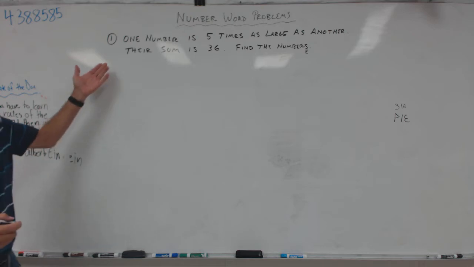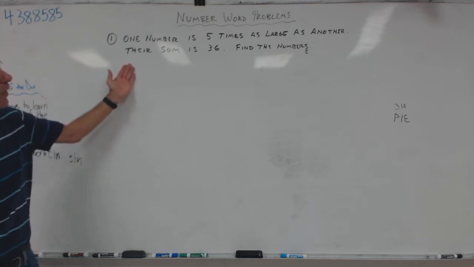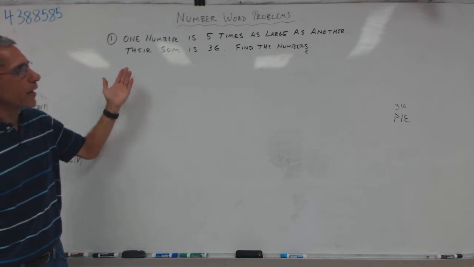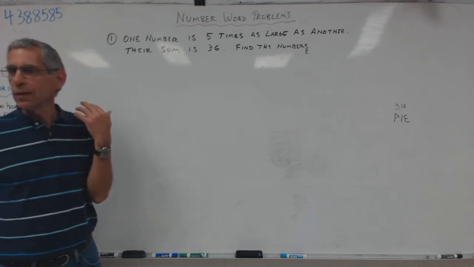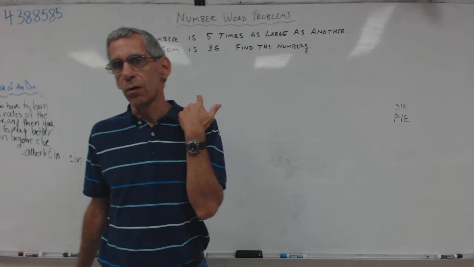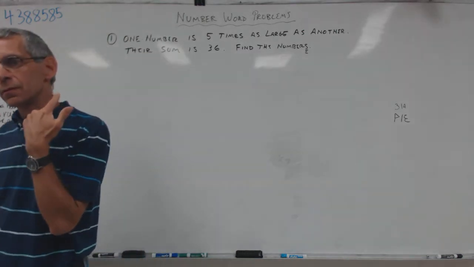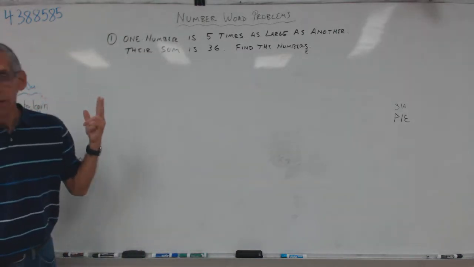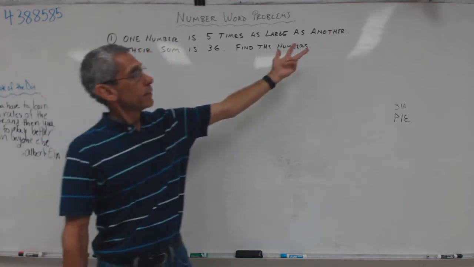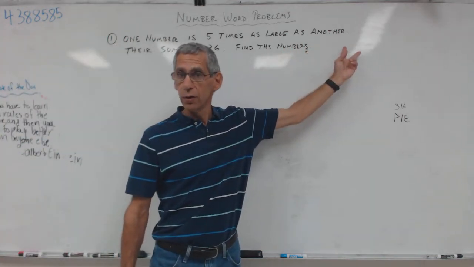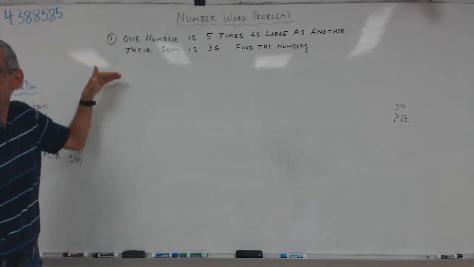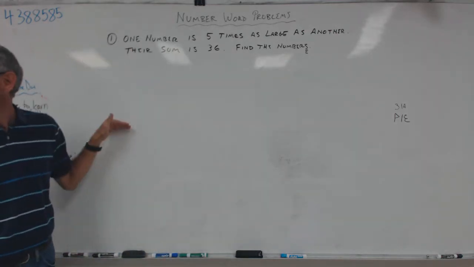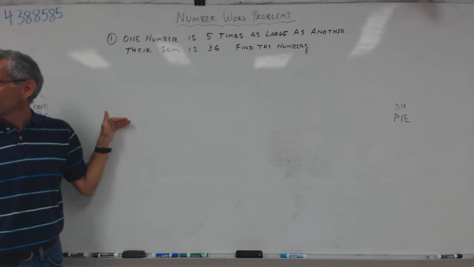Okay, so let's look at this. One number is 5 times as large as another. Their sum is 36. Find the numbers. How many numbers, John? How many numbers are we talking about? 2, right? Does everybody agree with me? Yeah. One number and another number. There's 2 numbers. So we have to have 2 things, 2 numbers here in algebraic expression form.